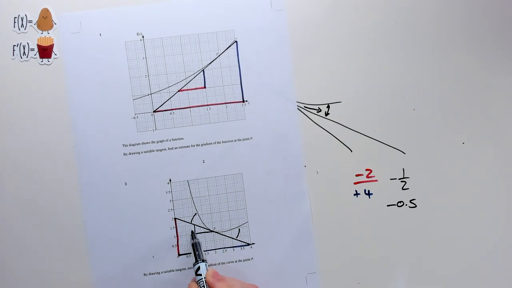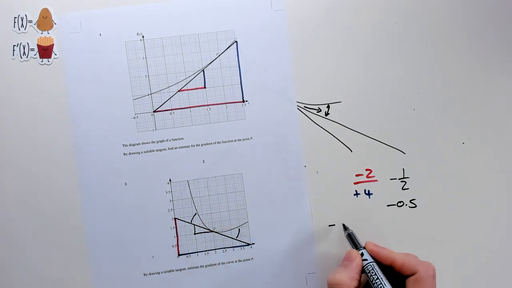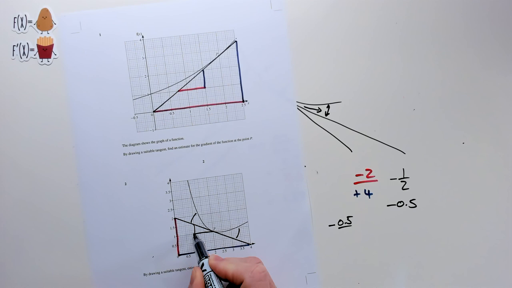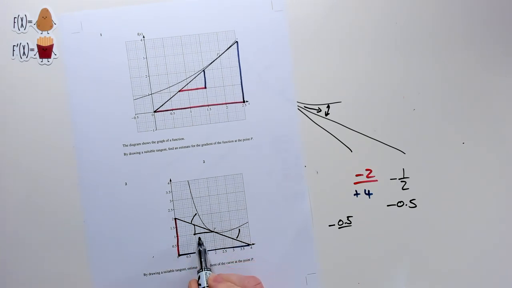So let's say, just to prove it, -0.5. If I look at the distance from 1.5 to 1, that's 0.5, and I'm going down. And the distance here from 1 to 2 is actually 1. So it's the same thing. It doesn't matter how big the triangle is when you do it.